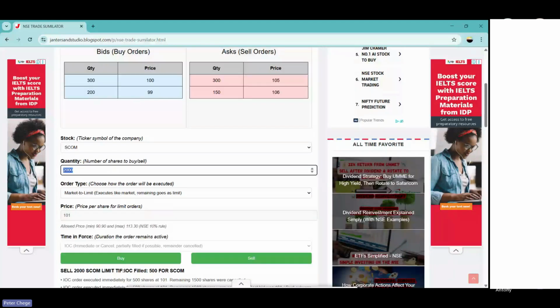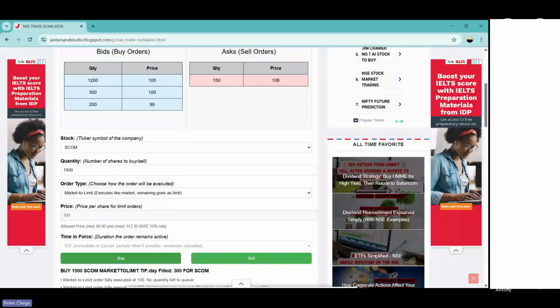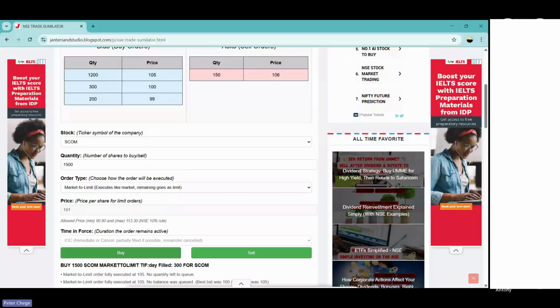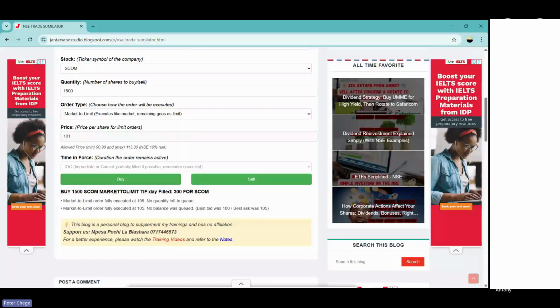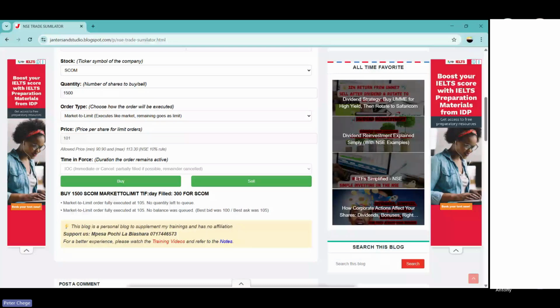We see the balance of, let me change the quantity to around 1500. We see what happens. So it's supposed to execute 300 at 105. Then the balance of 1200 will be converted on the bid side top. Let's submit a buy order. It will pick the 300, then the balance of 1200 is skewed on the left side where there are bids, and it explains what have just happened. That's how market to limit works.